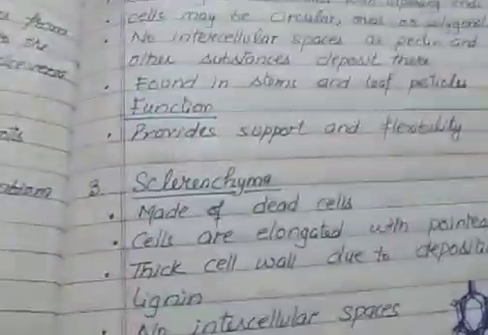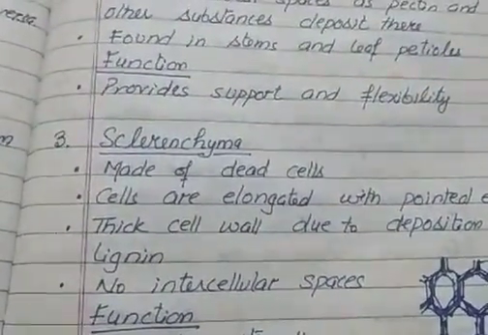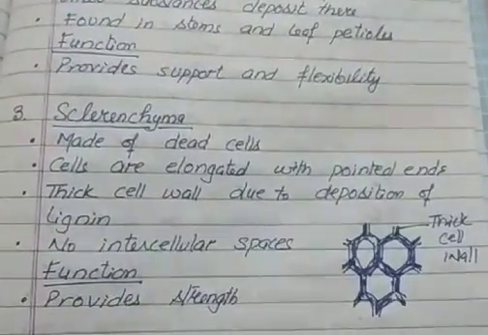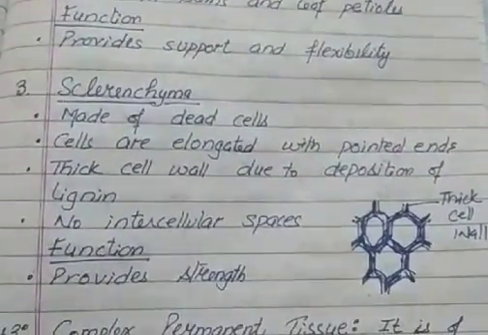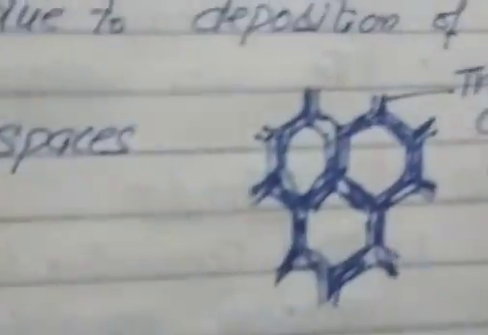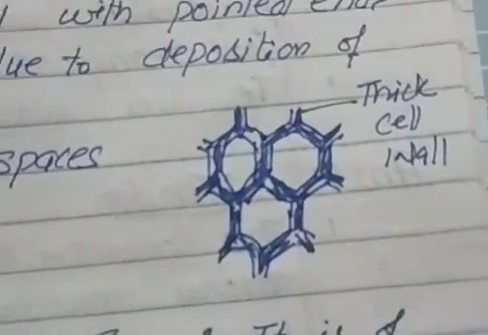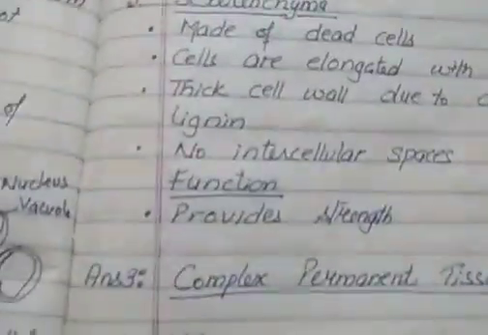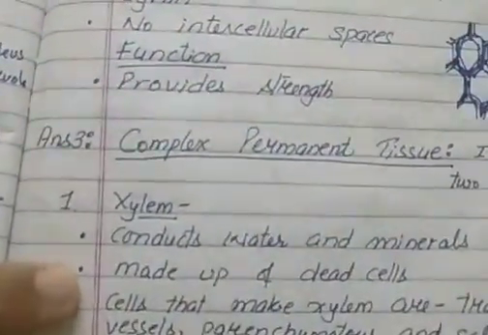Third is sclerenchyma, made of dead cells. Cells are elongated with pointed ends, thick cell wall due to deposition of lignin, no intercellular spaces. You can see in the diagram, cell walls are quite thick due to deposition of lignin. Function: provides strength. Now we come to answer number 3.